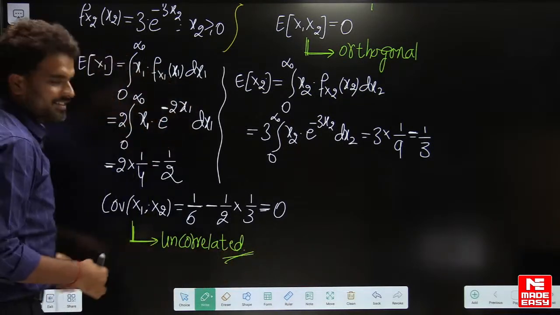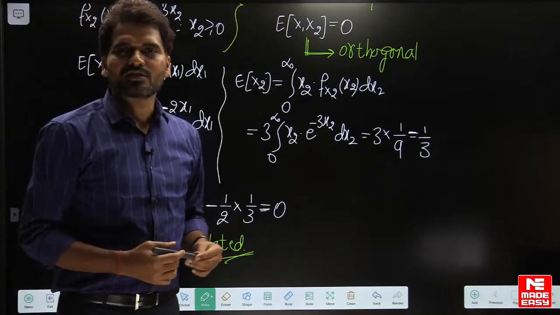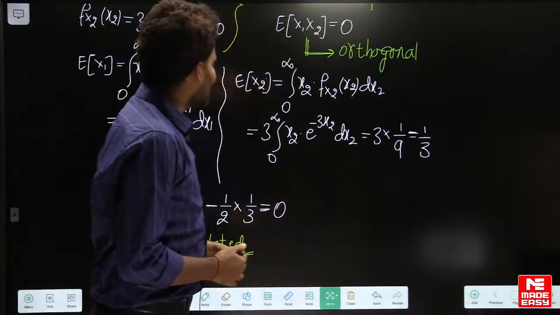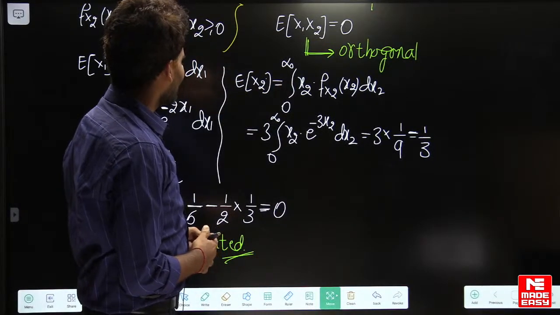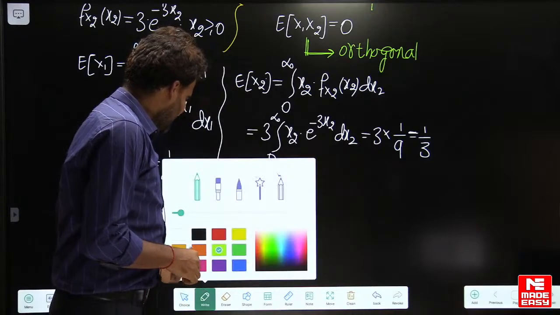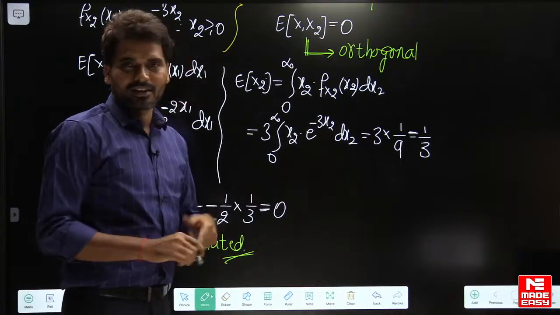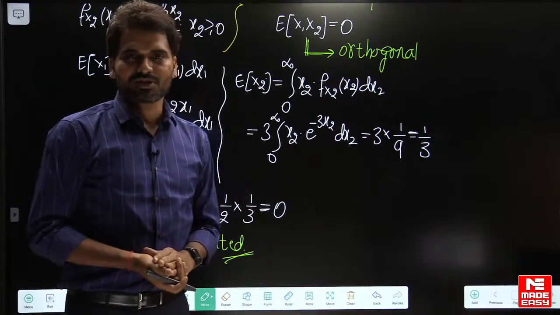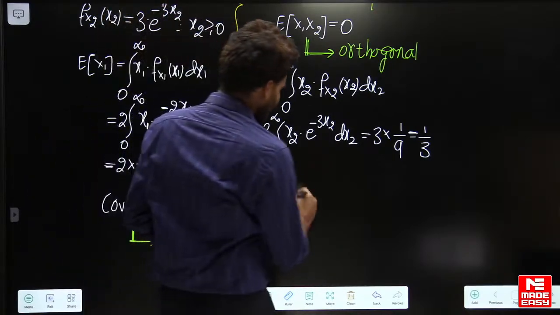So I can say the given random variables x1, x2 are uncorrelated. And to check whether the random variables are independent or not, if you want to check that from the expectation point of view, then it will be like this.